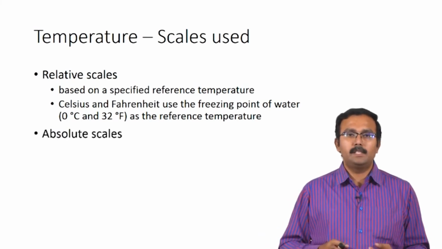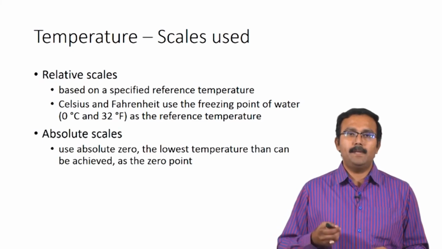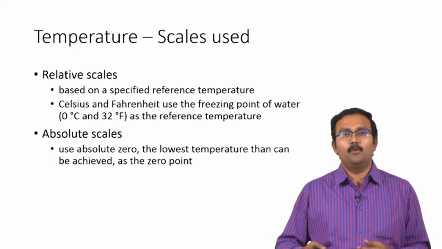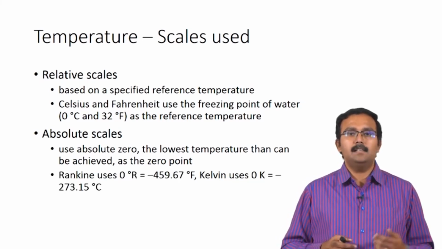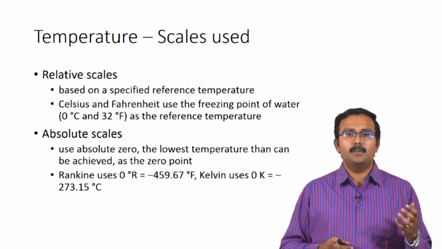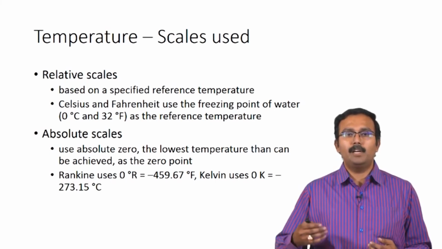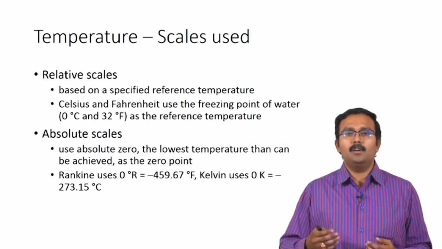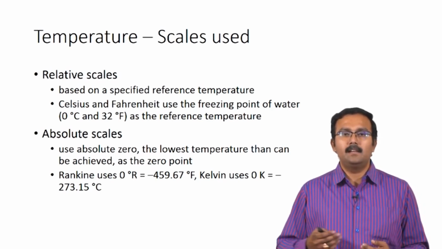You also have absolute scales, which are based on the absolute 0, which is the lowest temperature that can be achieved as the 0 point. So, degree Rankine and Kelvin use absolute 0 as the 0 point. Degree Rankine uses 0 degree Rankine, which is minus 459.67 degree Fahrenheit, and Kelvin uses 0 Kelvin, which is minus 273.15 degree Celsius. For ease of use, these two values are rounded off to minus 460 degree Fahrenheit and minus 273 degree Celsius while performing conversions.